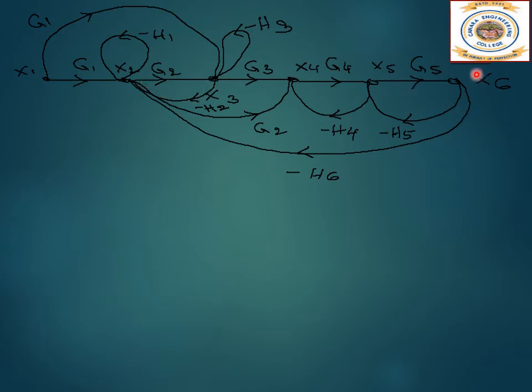G2H2, G5H5 non-touching. Then this one, minus H1, G4, H4 non-touching, minus H1, G5, H5 non-touching, then minus H3, G4, H4 non-touching, minus H3, G5, H5 non-touching. So on. Similarly, you have to find the different non-touching groups.